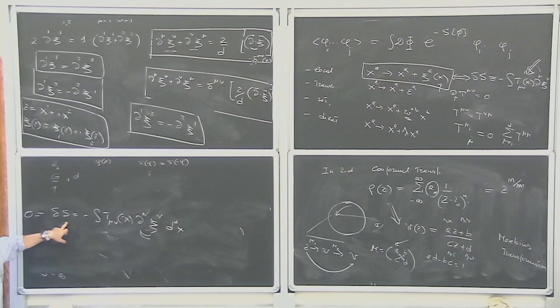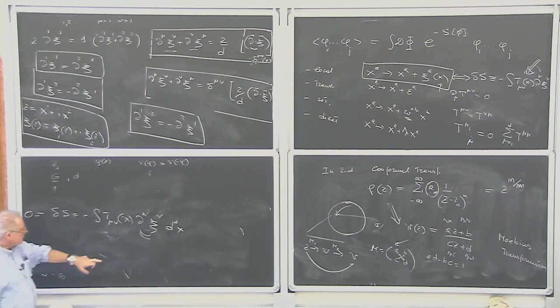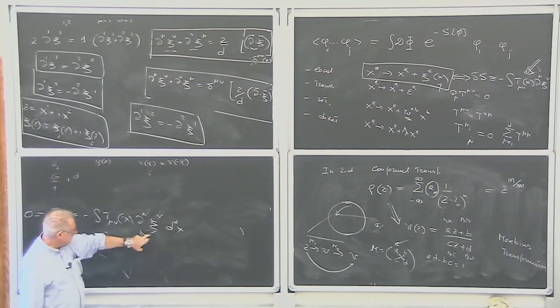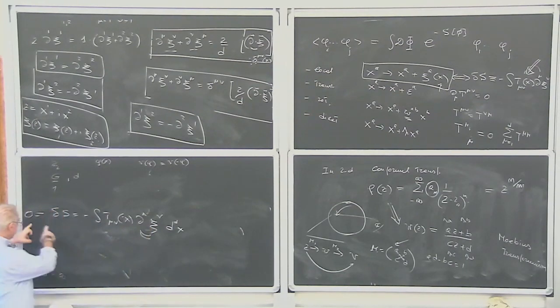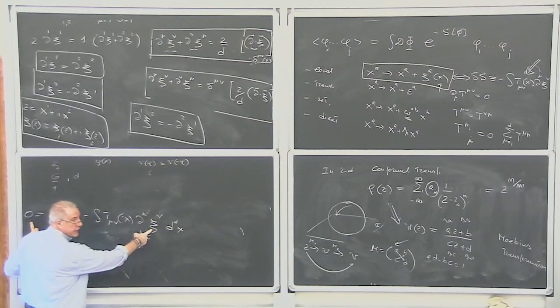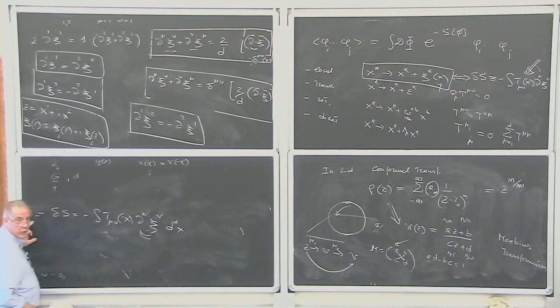Symmetry means delta S equals zero. Now I'm saying this quantity, this transformation, satisfies the Cauchy-Riemann equations locally, so it appears to be of the Killing form, but it cannot be a symmetry. The reason is that this guy is not infinitesimal, so this formula will not hold. Therefore, this term has to be different from zero.